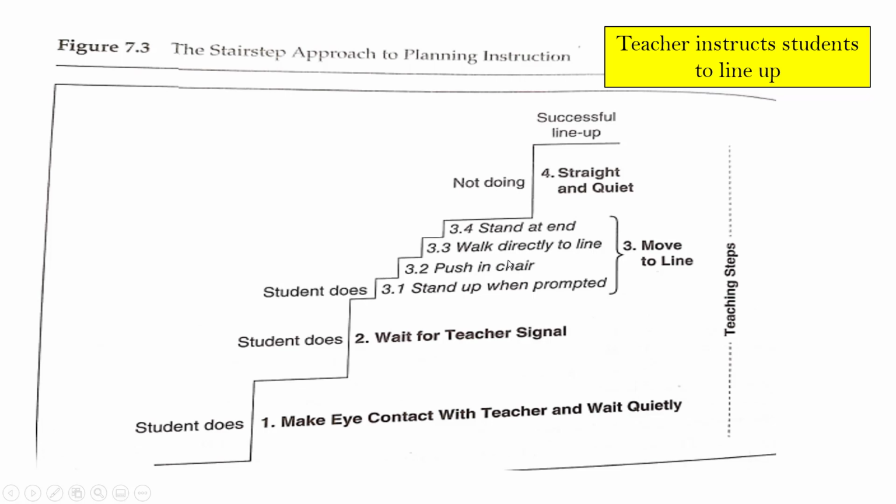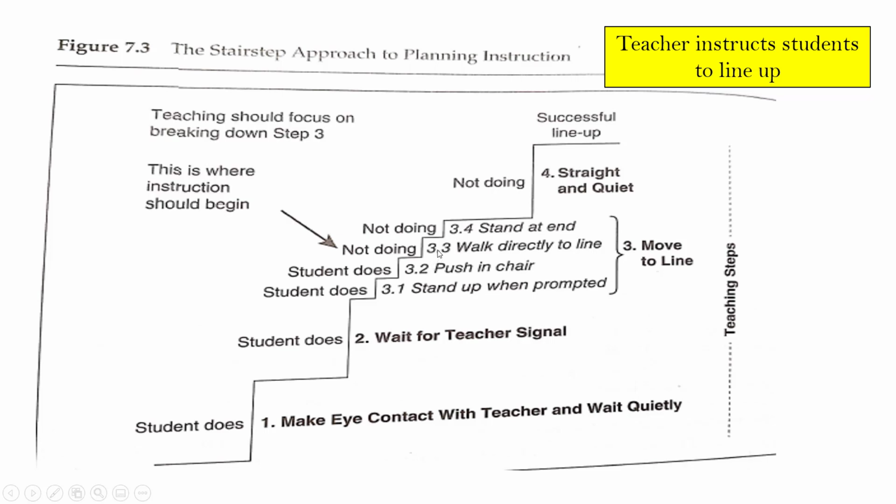So he does stand up when prompted, he does push his chair in, but he doesn't walk directly to the line and he doesn't stand at the end. So we see right here is where little Johnny breaks down. So this is where our instruction should begin.